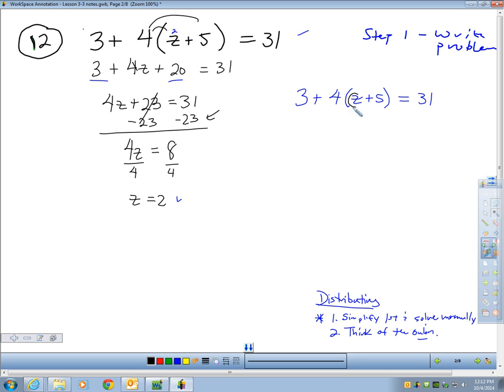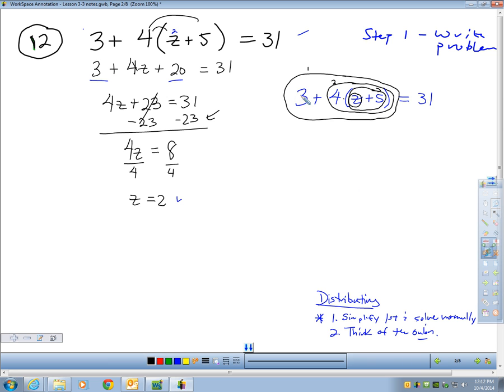Z is the inside layer, plus 5 is the next layer. It's in the parentheses. The times 4 is the next layer, and then I got this outside layer. Now remember, the sign in front of 3 tells me what to do with it. So there's no sign in front, that means plus. Okay? Well, let's solve this problem by just unpeeling the onion layer by layer. Do you notice I have 1, 2, 3 layers I have to peel away to get to Z.